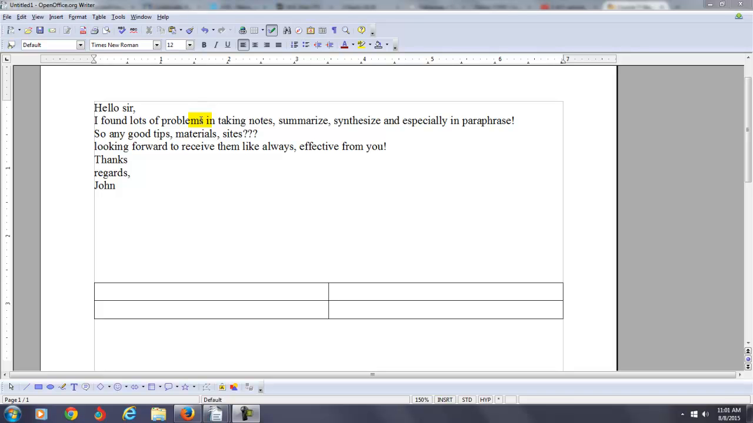So, you say, I found lots of problems in taking notes, summarize, synthesize, especially in paraphrase. So, any good tips, materials, sites, looking forward to receive them like always, effective from you. Thanks, John. Yes. What we need to do is let's deal with each of these areas so we can understand a little bit more about how we can improve.